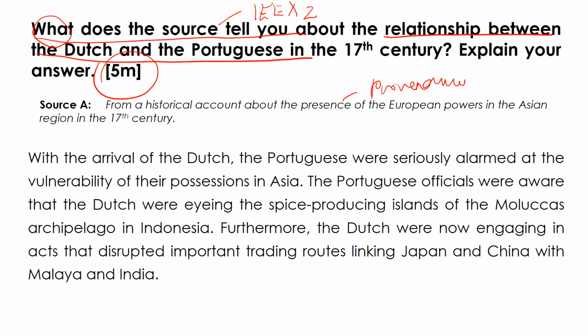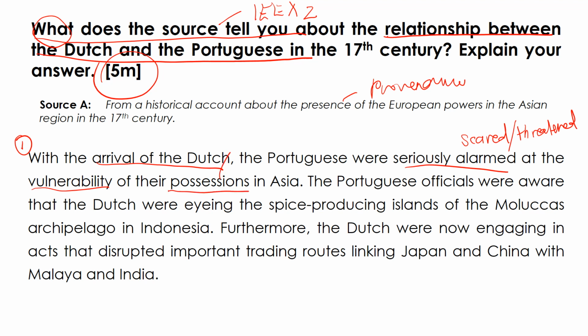Okay, let's look at the source, sentence by sentence. Sentence number 1. With the arrival of the Dutch, the Portuguese were seriously alarmed at the vulnerability of their possessions in Asia. Okay, I know that the words are a little bit big, so I'll break them down for you. What it is saying is, when the Dutch arrived, okay, meaning they came over, the Portuguese were seriously scared, alarmed, threatened. Okay, so alarmed means these ideas. At the vulnerability of their possessions.